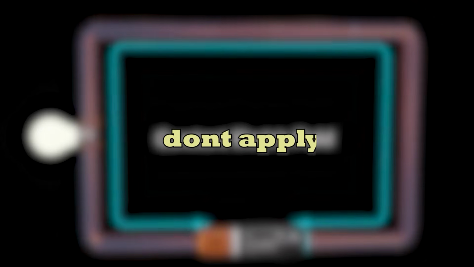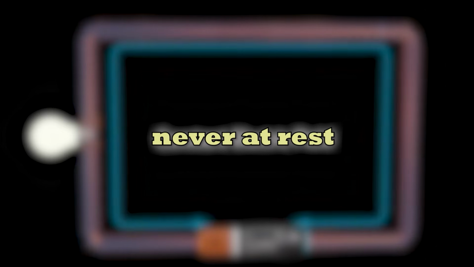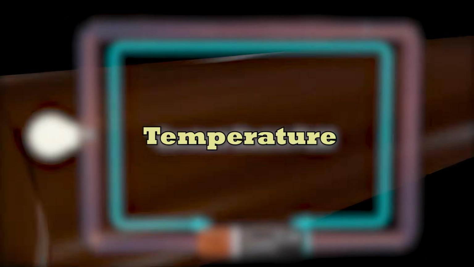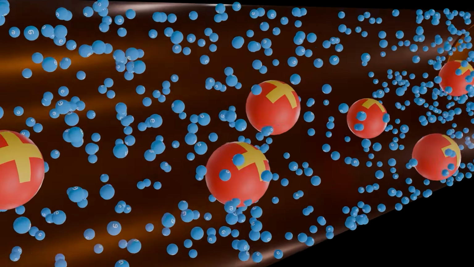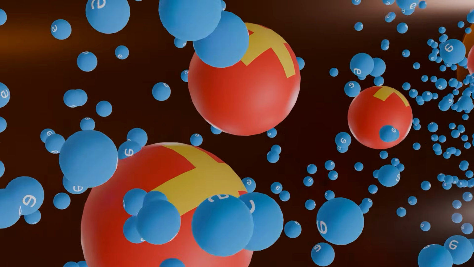Even when we don't apply any electric field, the electrons inside a conductor are never at rest. At normal room temperature, electrons inside a metal are always in random motion, constantly colliding with atoms or kernels of the metal.